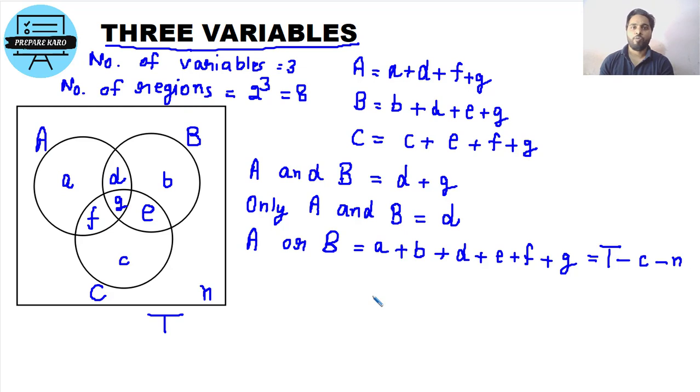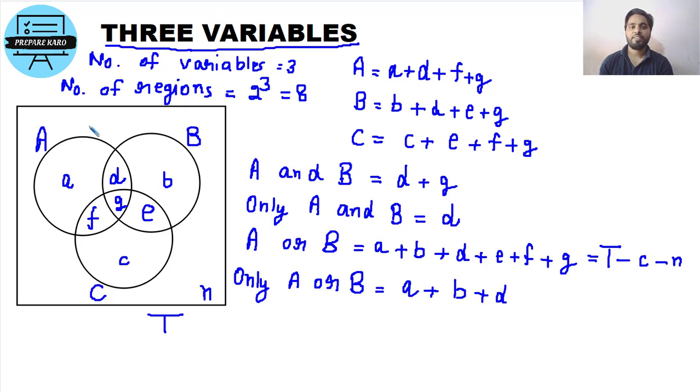Okay. A or B. If I ask you only A or B, in this case, we have to exclude the third variable C. So this will be small a plus small b plus small d. We have excluded E, F, G because of variable C.